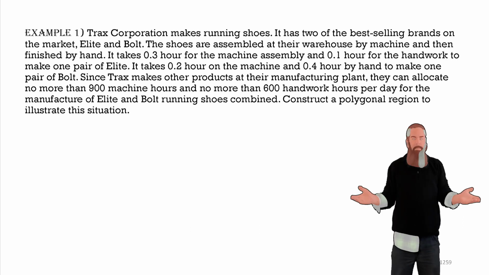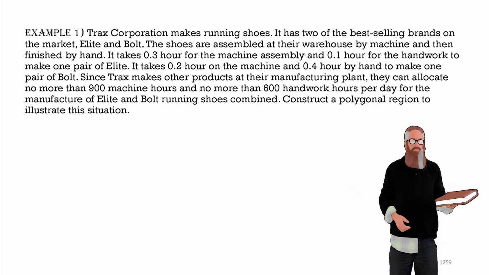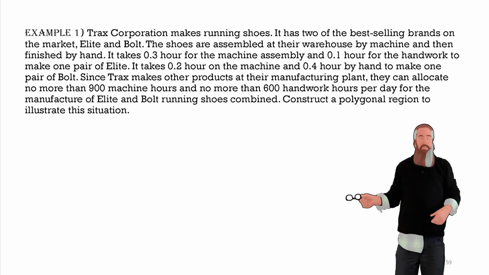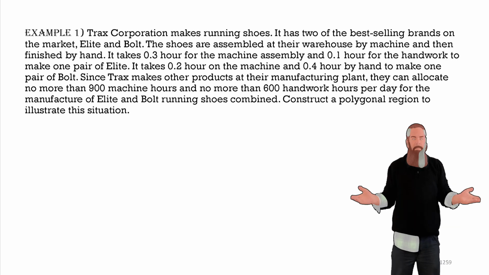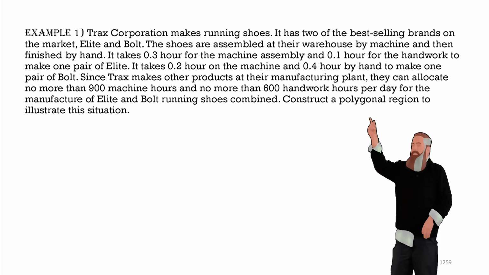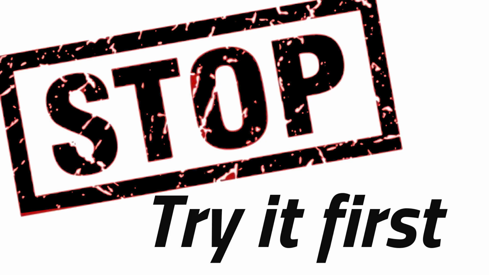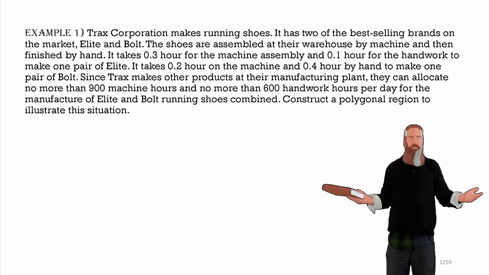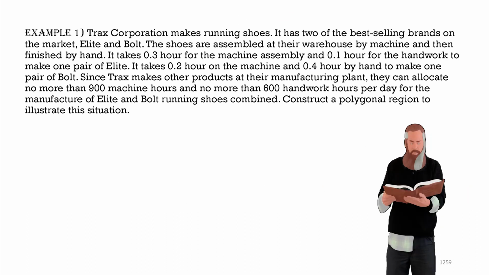Since Trax makes other products at the manufacturing plant, they can allocate no more than 900 machine hours and no more than 600 handwork hours per day for the manufacture of Elite and Bolt running shoes combined. Construct a polygonal region to illustrate the situation. Let x represent the number of pairs of Elite running shoes made and y represent the number of pairs of Bolt running shoes made.